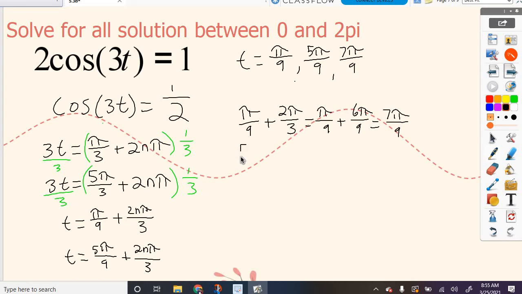We also need to do that with our second answer. Again, finding a common denominator. And we get 11 pi over 9.